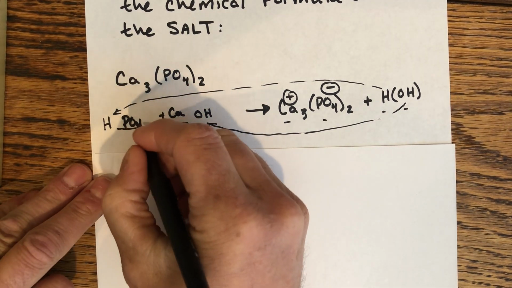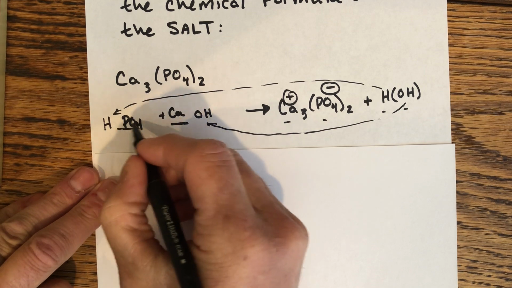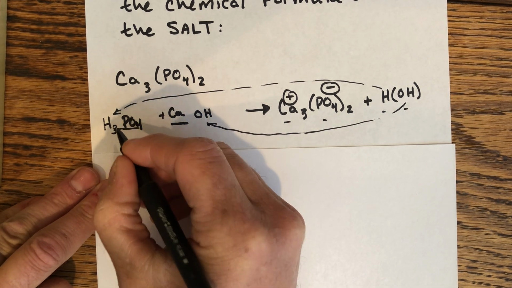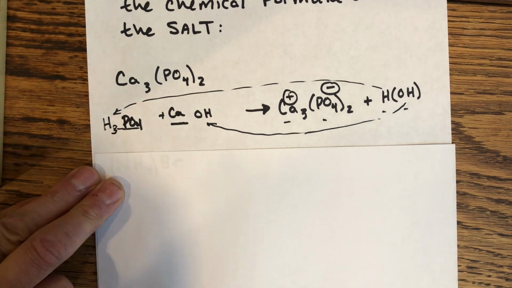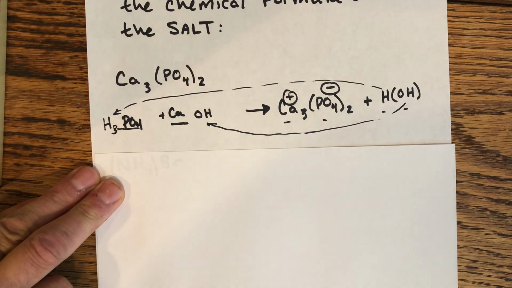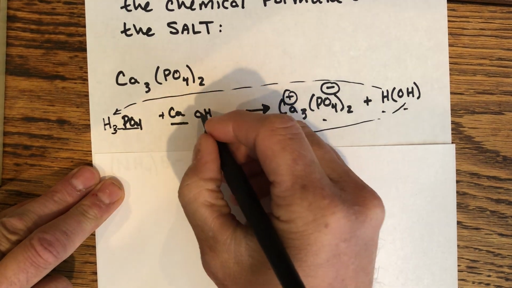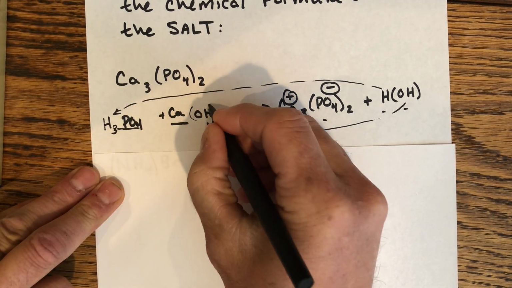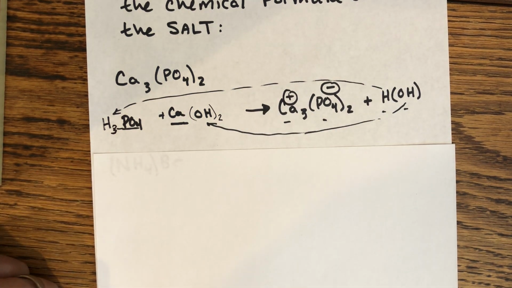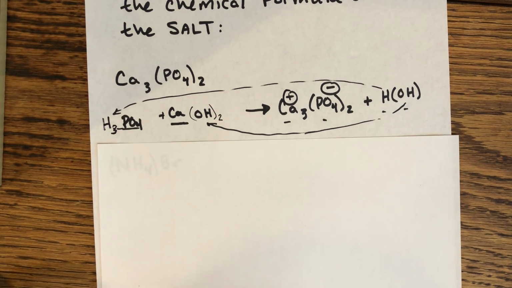So phosphate has an oxidation state of -3. That means that we have to subscript the 3 on the hydrogen. And hydrogen is a +1, so we don't need any additional subscripting. Calcium is +2, hydroxide is -1. That means we need to subscript our hydroxide with a 2. Okay, and of course, we would want to go ahead and balance this equation just to finish it off, but we'll do that in the next example.